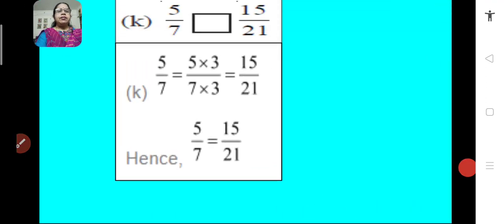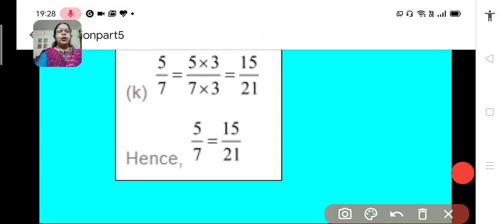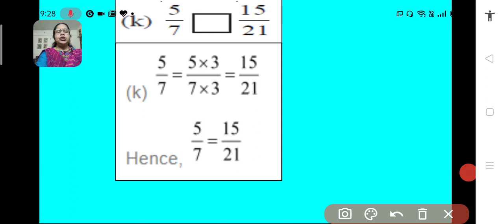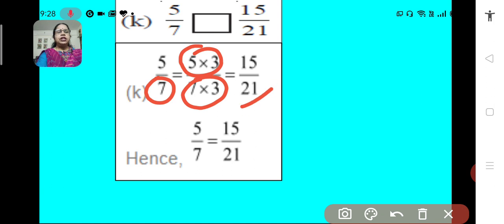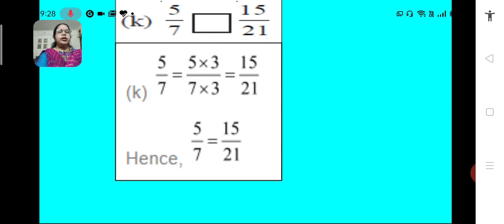Next, 5 upon 7 and 15 upon 21. Again, to make the fractions like fractions, we have to change the denominator. For that, we take the LCM of 7 and 21 and it is 21. To convert the denominator, we have to multiply it with 3. 7 times 3 is 21. So, we multiply the numerator and denominator both by 3. And what do we get? We get 15 upon 21. So, here also we have 15 upon 21. That means both the fractions are equal. They are equivalent. So, 5 upon 7 is equal to 15 upon 21.